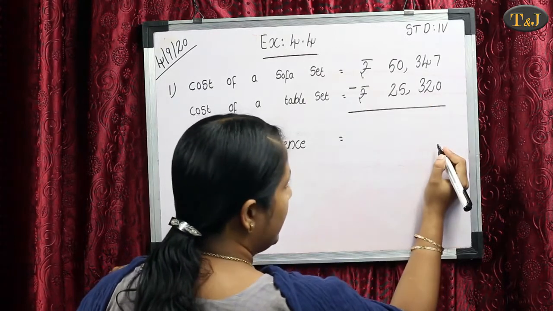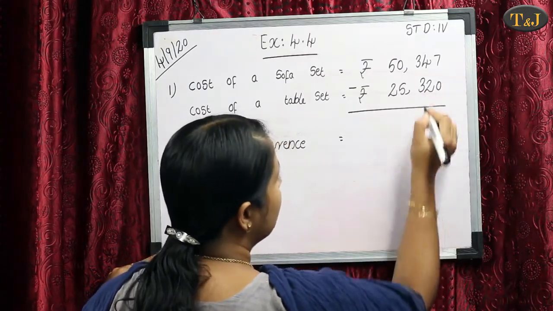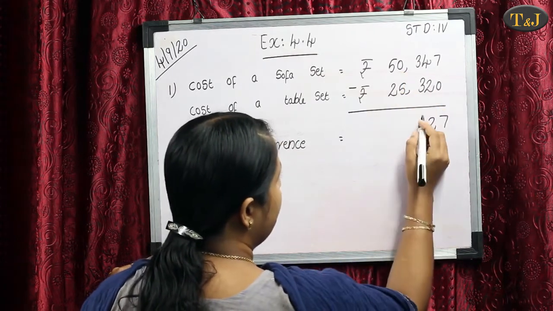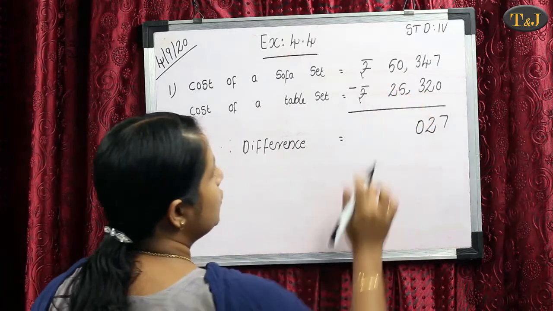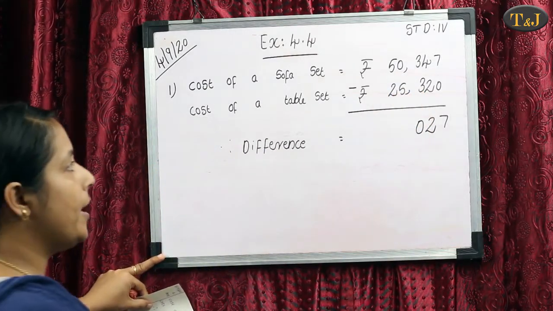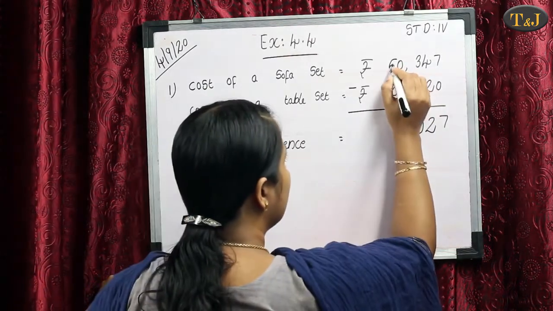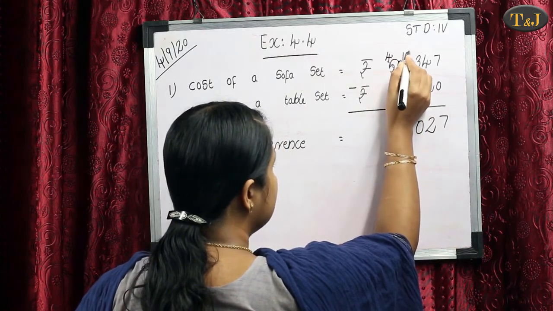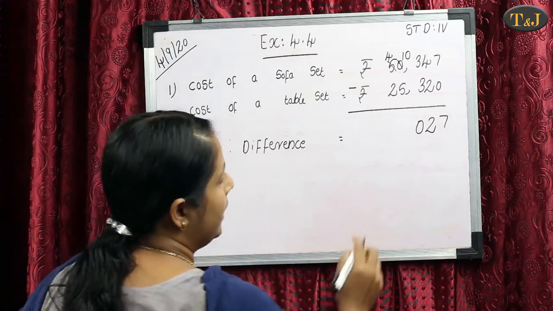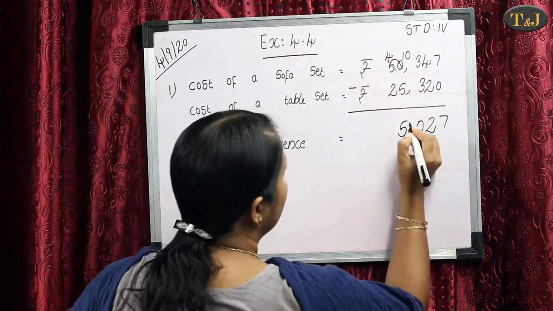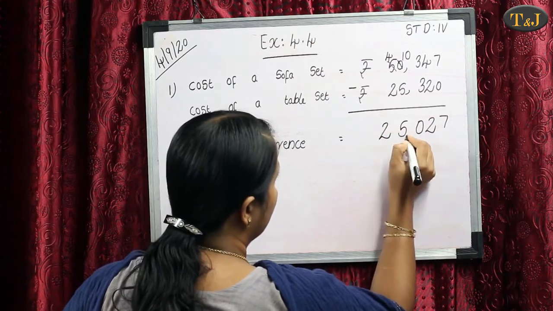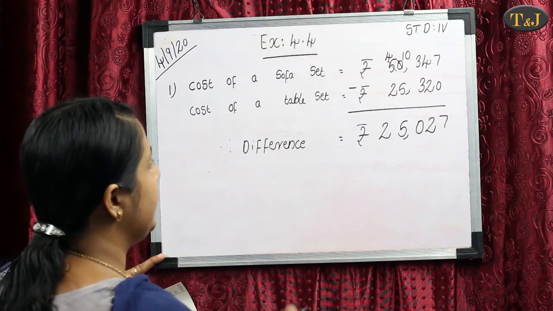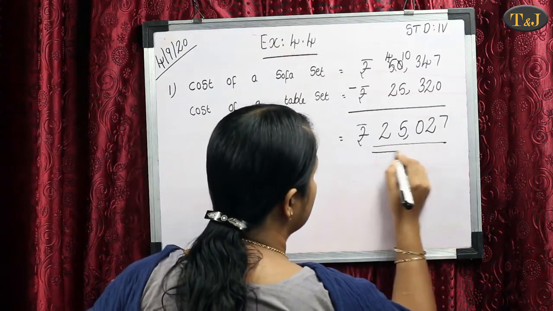7 minus 0 is 7. Then next 4 minus 2 equals 2. Then 3 minus 3 equals 0. Next 0 minus 5 is not possible. So we borrow 1 here and write 4 here, and the number here is 10. Then 10 minus 5 is 5. Then 4 minus 2 equals 2. So we get the answer as 25,027 as their difference.